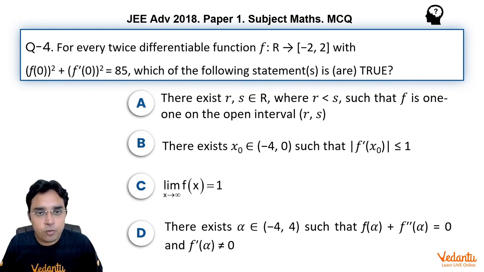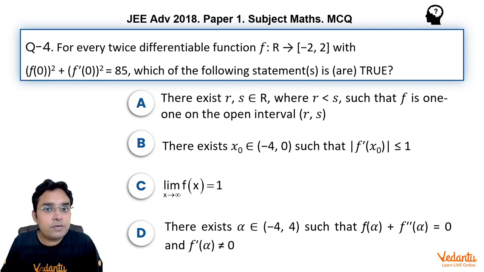This is question number 4 from paper 1. This is from the topic Lagrange's mean value theorem, one very important topic. In fact, this is one of the trickiest questions of the 2018 paper. Let us see what this question is.